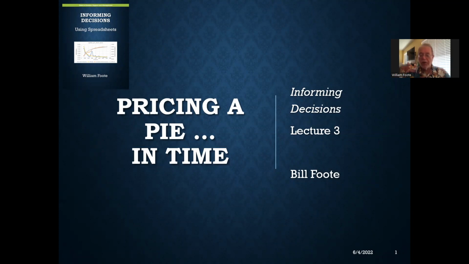This is our third in a series of installments based upon the book Informing Decisions using spreadsheets. And this time, we're going to build on what we just did, and that's what's going to happen throughout this sequence. We're going to still be pricing pie, yes, Madame Portier and her CFO, Fozzie. I don't remember her name. It's in the book. But this time we're going to consider the effect of time.